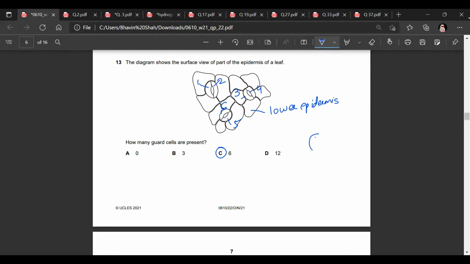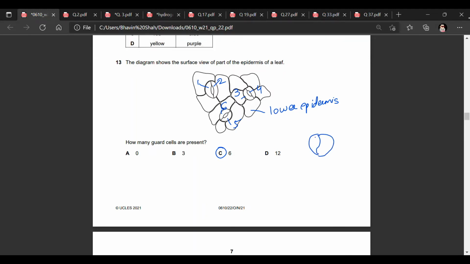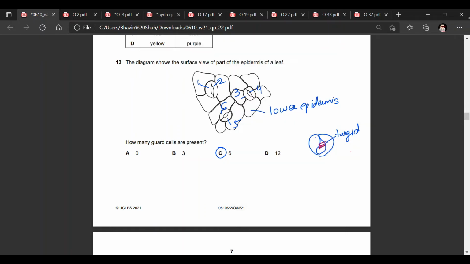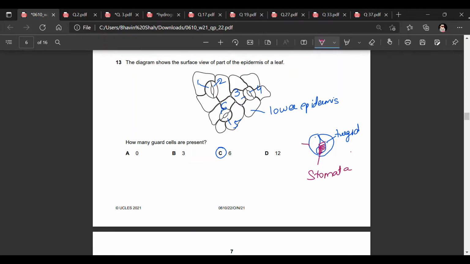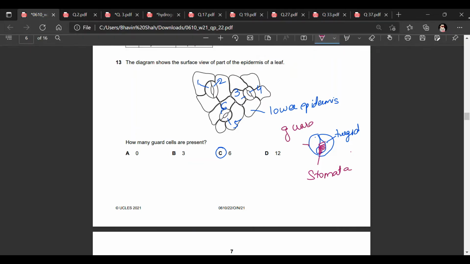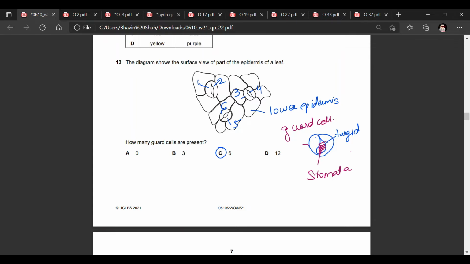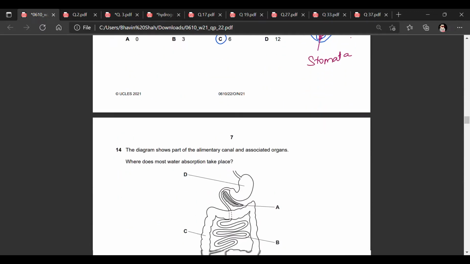The guard cells will become turgid and result in the opening of the gap, which is called the stomata. Correct? So this is the stomata, and the outer part that you can see is called the guard cells. Okay, each stomata has 2 guard cells, so accordingly your answer is going to be 6.